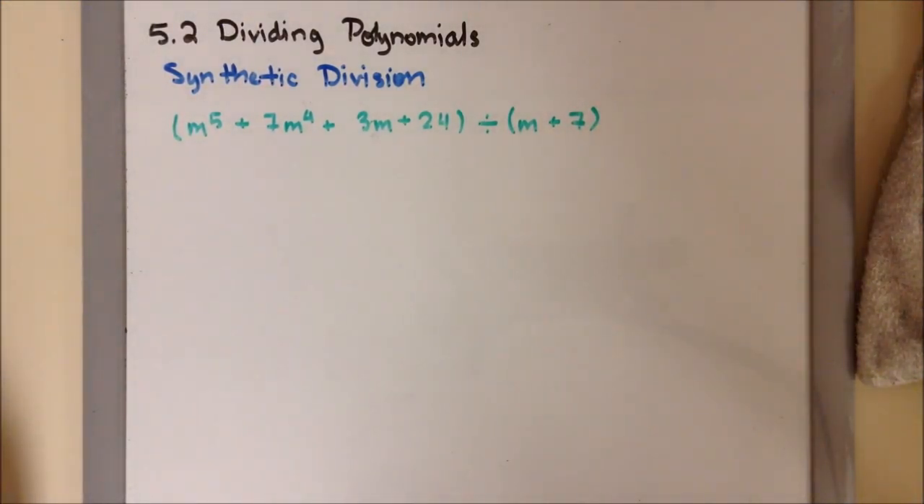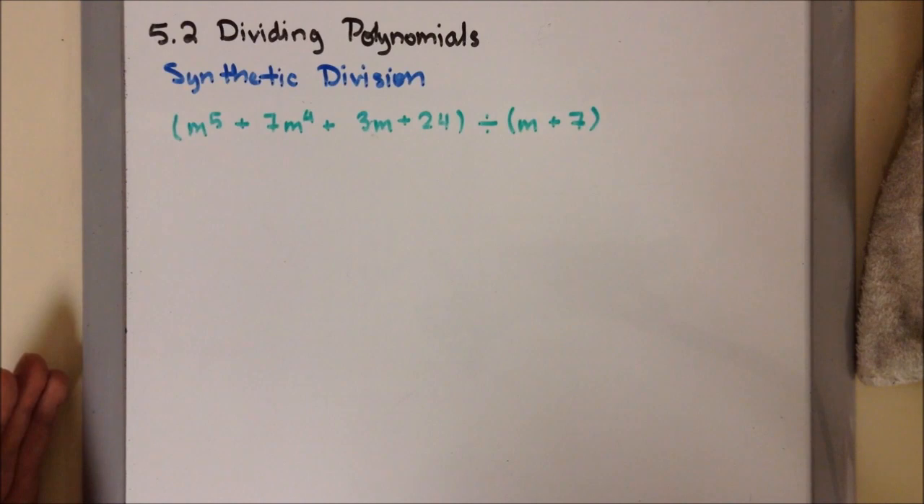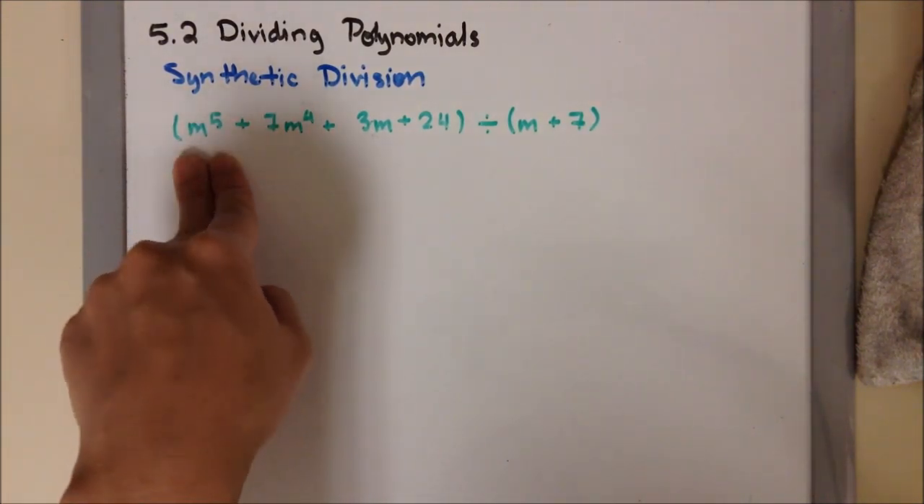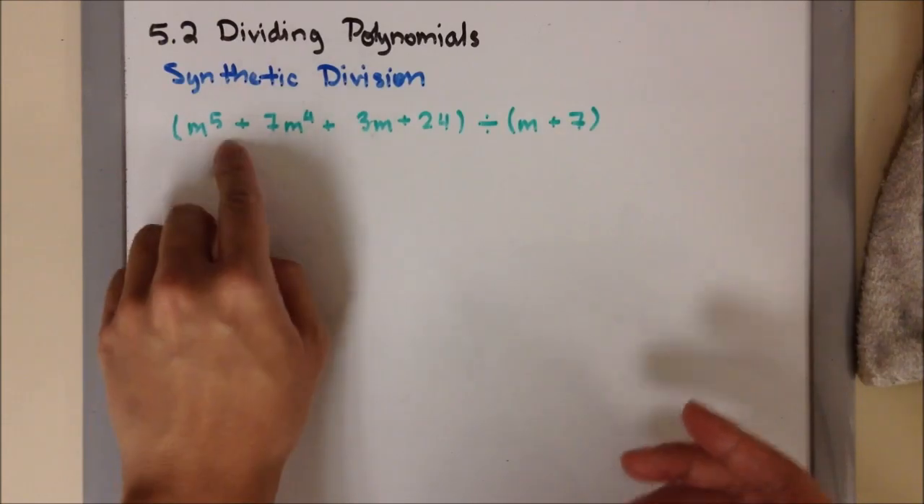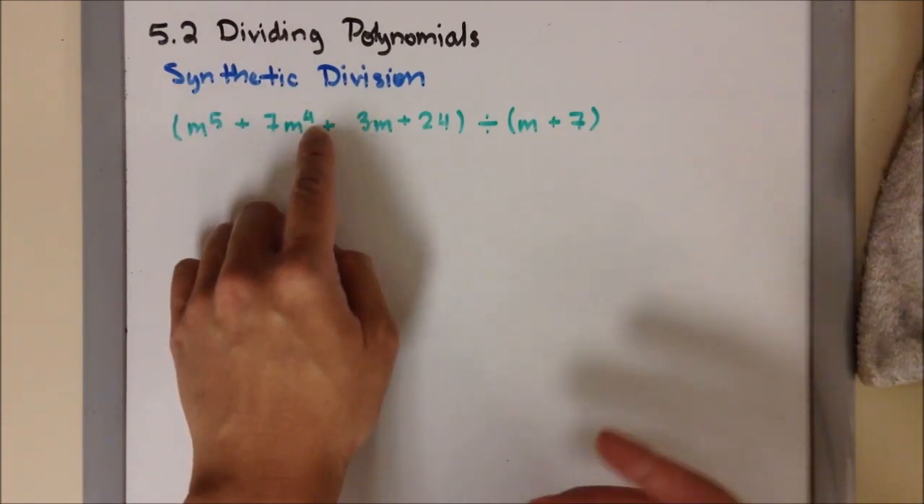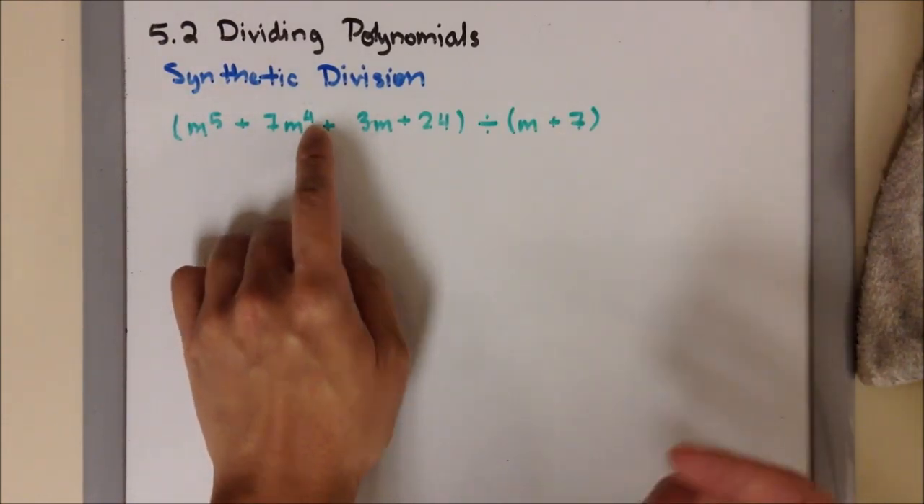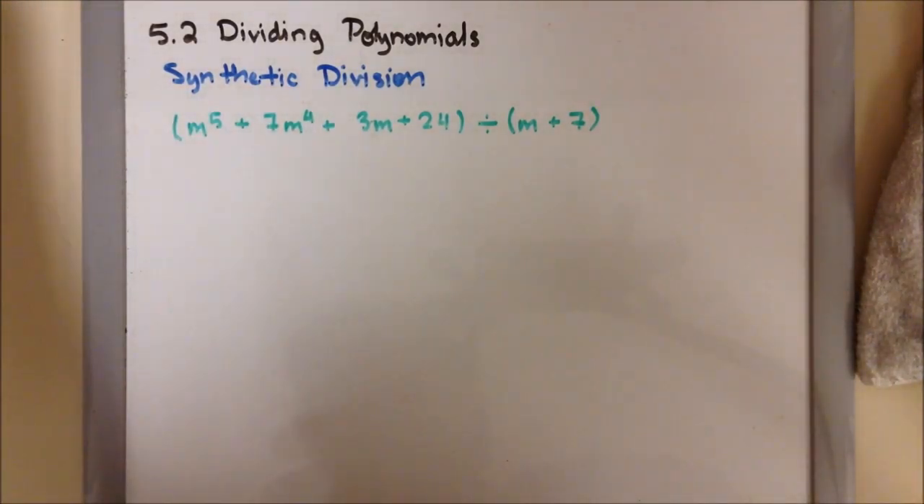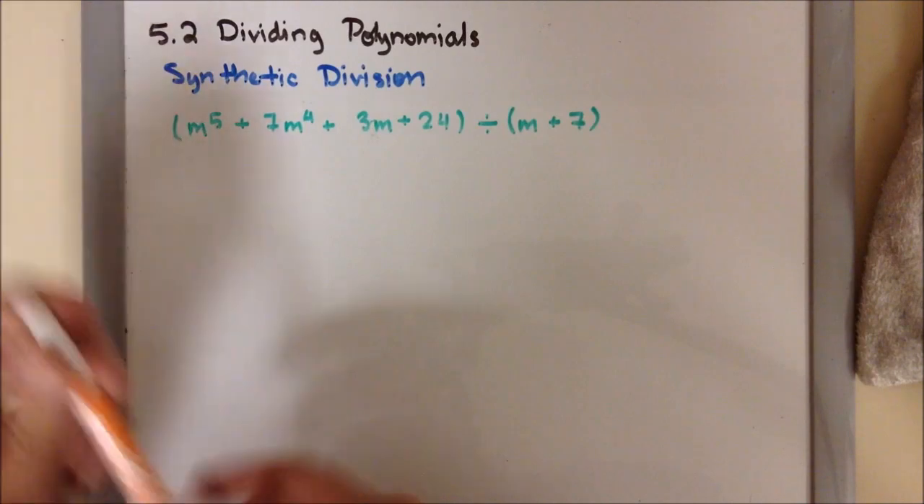Now, before we do any dividing, always ask, do you have any missing terms? Let's check. Since we started with m to the 5th, let's count down. From 5 to 4, we're good. From 4 to 3, I don't have a 3, so I need to fill that in. So let's fill that in.